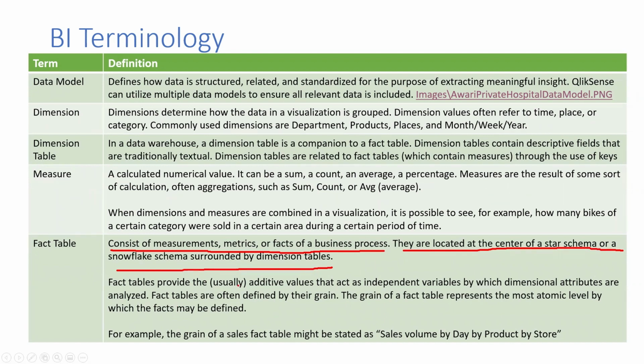Fact tables provide additive values that act as independent variables by which dimensional attributes are analyzed, right? So fact table and measures go together. Dimension and dimension tables go together. Okay, so whenever you are building a chart, think about it.